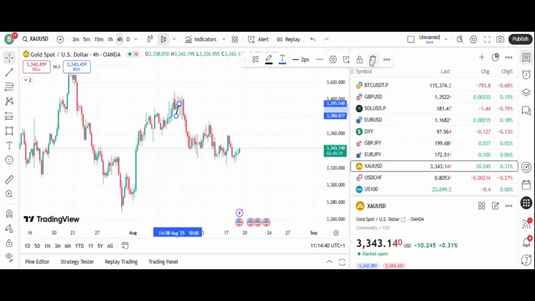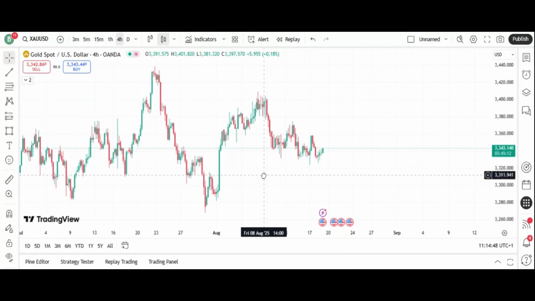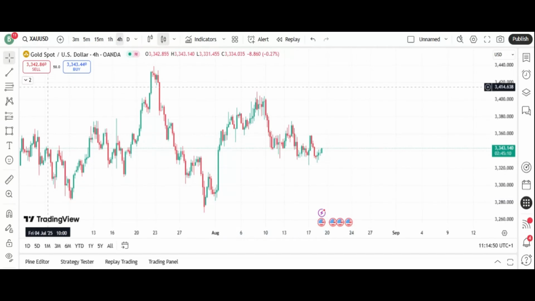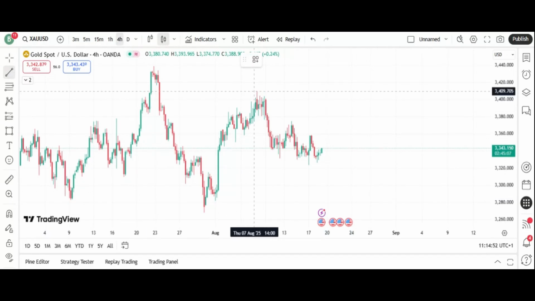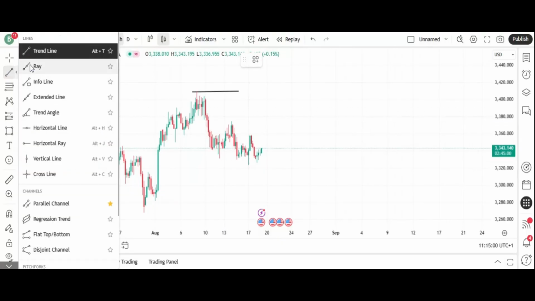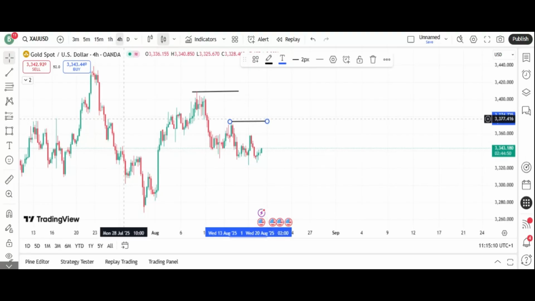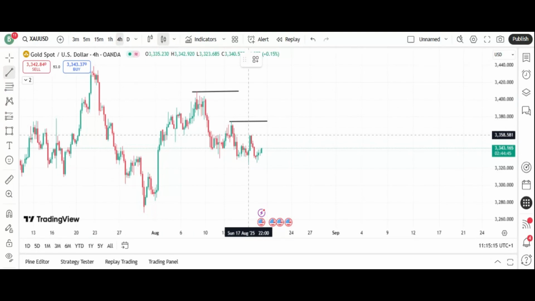So, to get that going, I have to first and foremost do what? Mark out my highs. This is the high I'm interested in. Then I also mark out again the lower high I'm interested in. Now, if I mark out two highs, this also, it's another high.